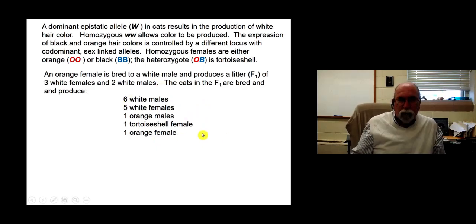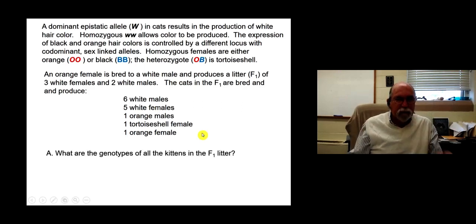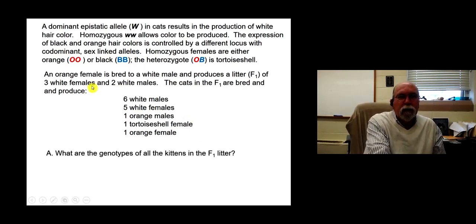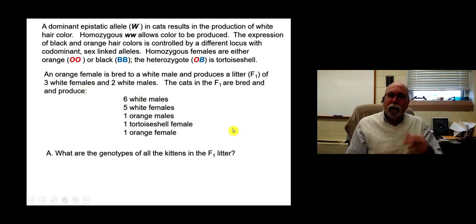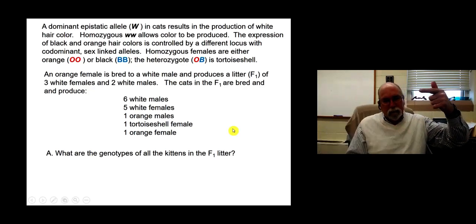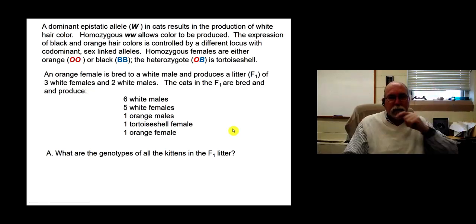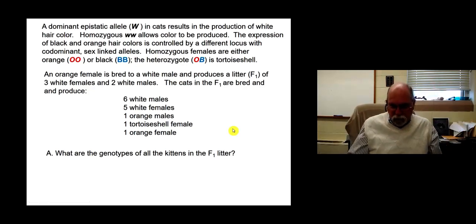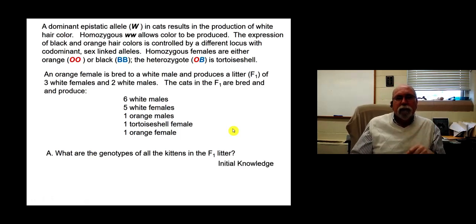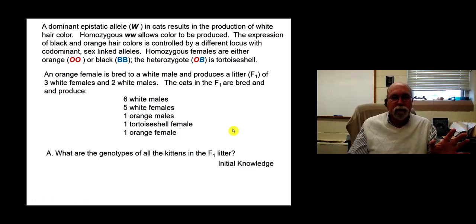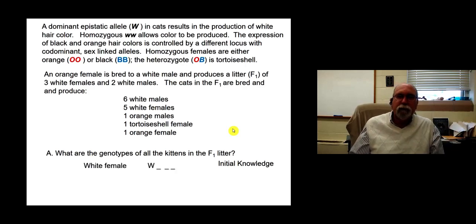All right, so what's going to go on here? The question is, you've got these white males and white females in the F1. What's their genotype? How do we do those types of problems where we have an unknown up here? We look at the progeny and fill it back in. As we always do, start out with your initial knowledge. Just write down what's given to you. We've got a white male and a white female.